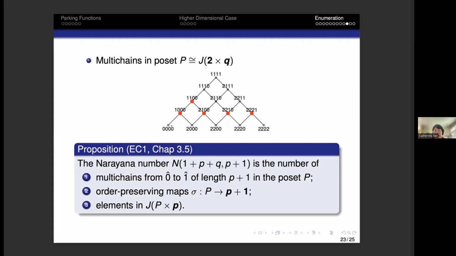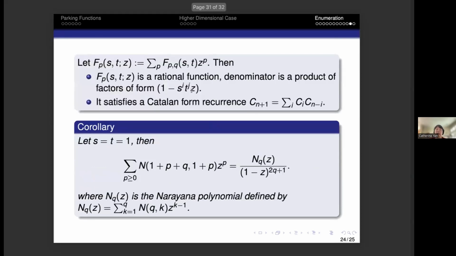Important for me is that on this poset, there is a clear Dyck path structure. So you can use the usual decomposition for Dyck paths. That gave me a way to decompose this and obtain the recurrence to study this double enumerator.